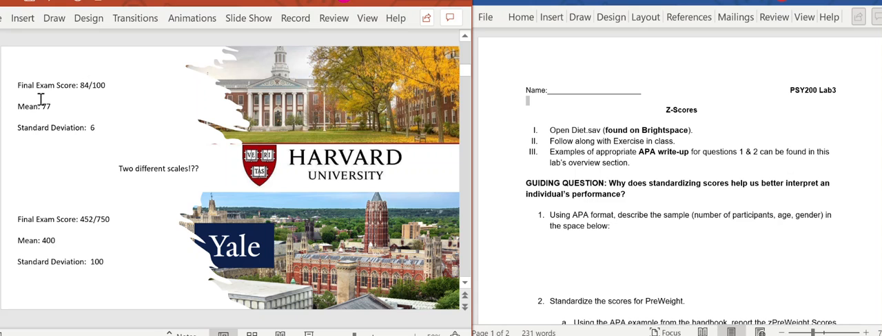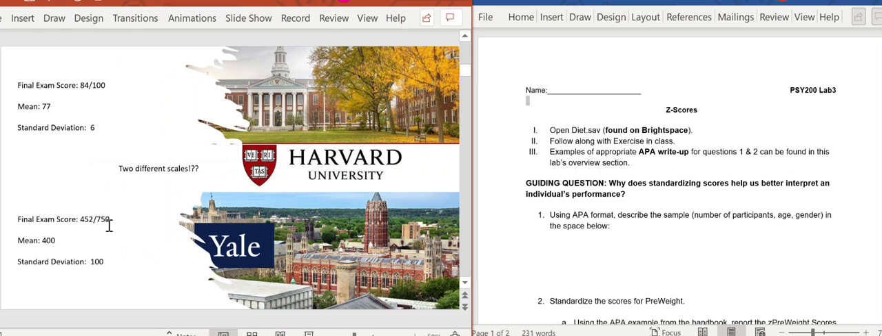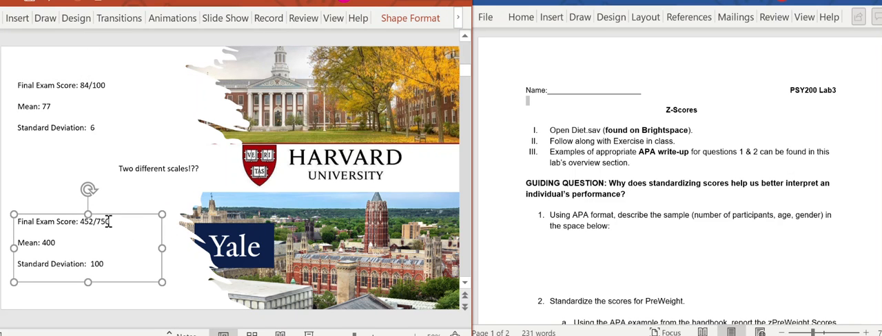But let's say you and your friend are taking a final exam for your psychology class, and you are taking your final exam at Harvard, and your friend is taking the final exam at Yale. Now, your friend scores a 452, and you score an 84. But as you notice here, these are different scales. This is out of 750, and your score is out of 100. So how can you compare how well you did compared to your friend?